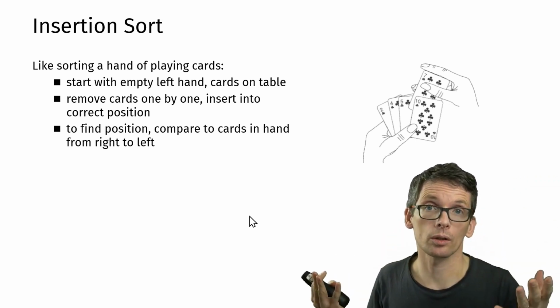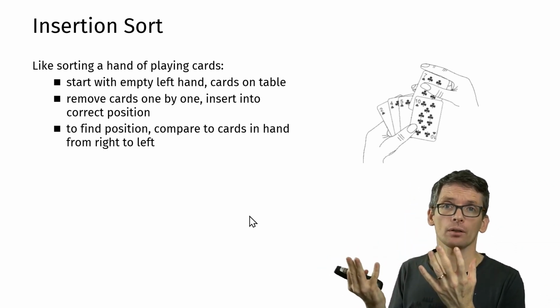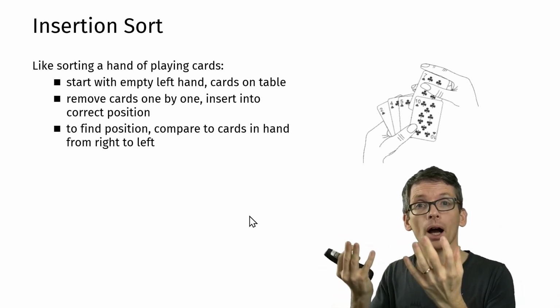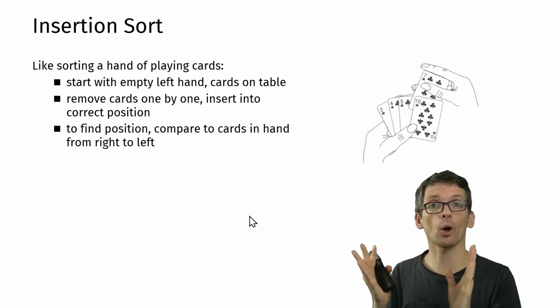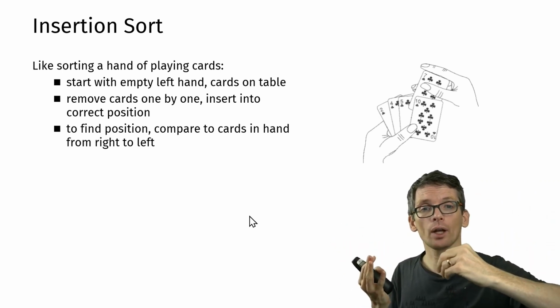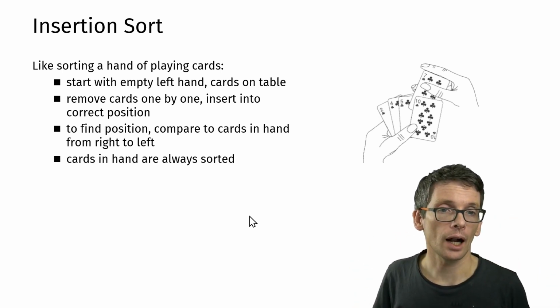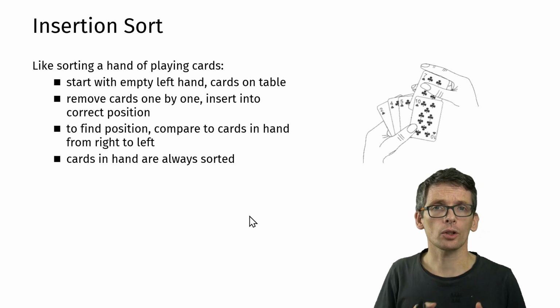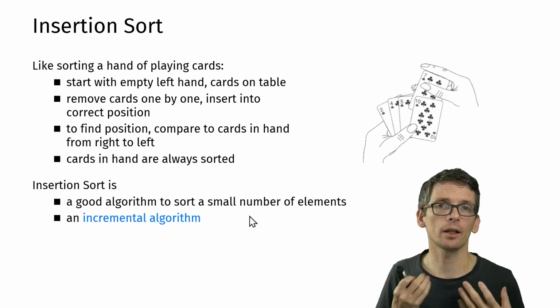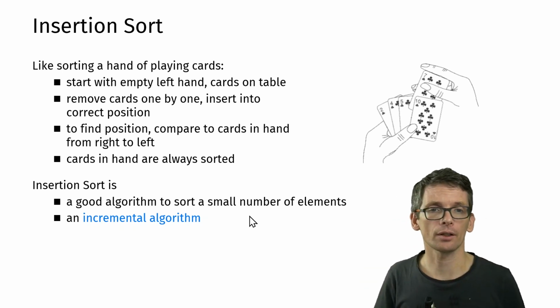And what I use as loop invariant is that my hand so far is sorted. So the idea is I have a partial solution. I have the solution for all cards that I've seen so far. And now I'm inserting a new element, and that is then called an incremental algorithm. Insertion sort works well on small inputs. So if I only have a few numbers to sort, it's fast.